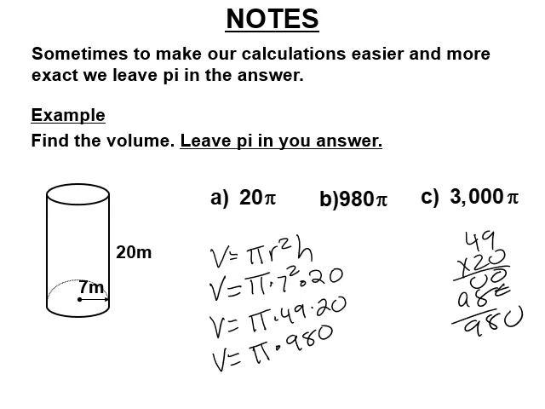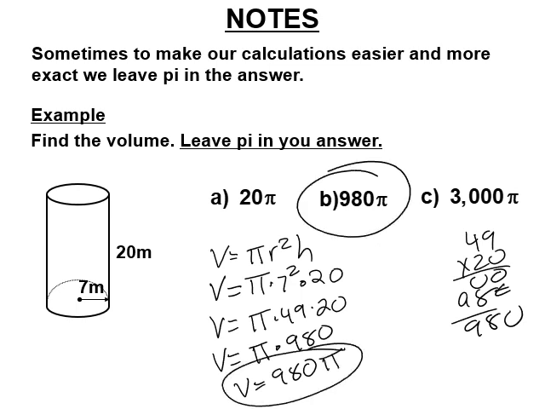Now, pi is a letter, right? We know that coefficients, the number, always goes in front of the letter. And so we're going to write this as 980 pi. And that is the exact volume of that cylinder. It's 980 times a little more than 3. Okay, and that little more than 3 is called pi. That's the exact answer.